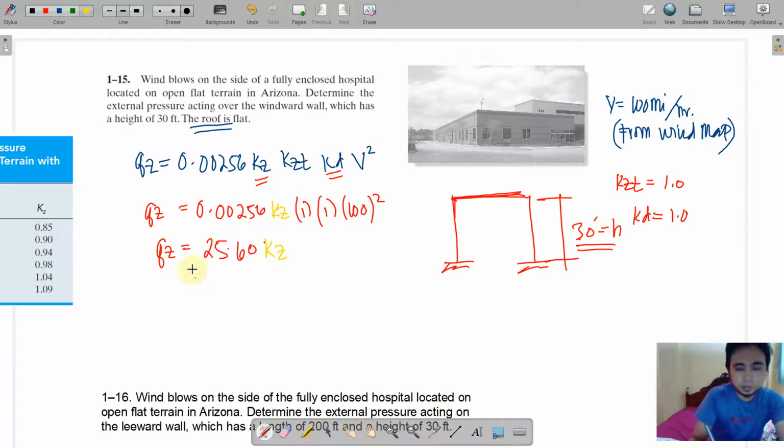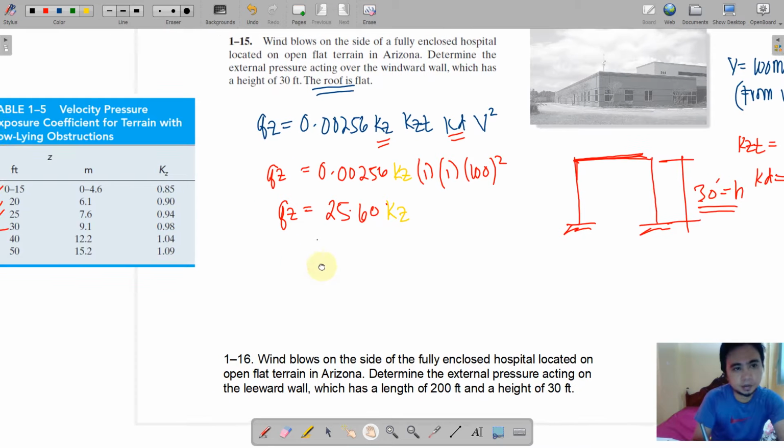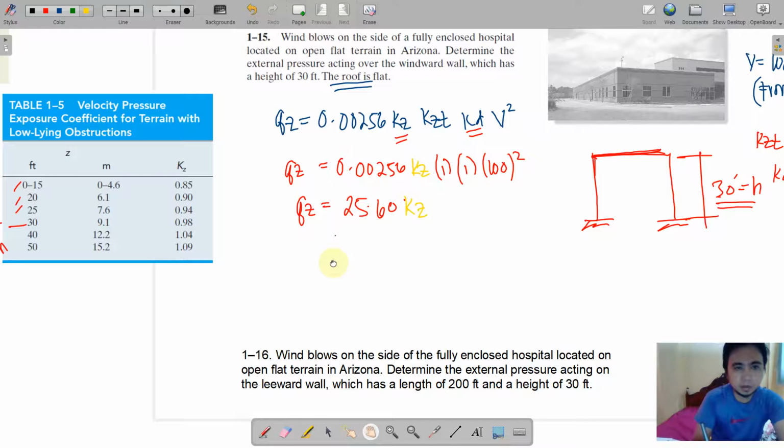Okay, so perhaps we can put it in a matrix form, because as we can see, qz here is a changing value. So we're going to have a range for z. Meron tayong z range dito. Ano ba yung mga range? First, 15 feet. Okay, sunod is 20 feet. Sunod is 25 until 30 feet. So there will be a corresponding kz for each of these range.